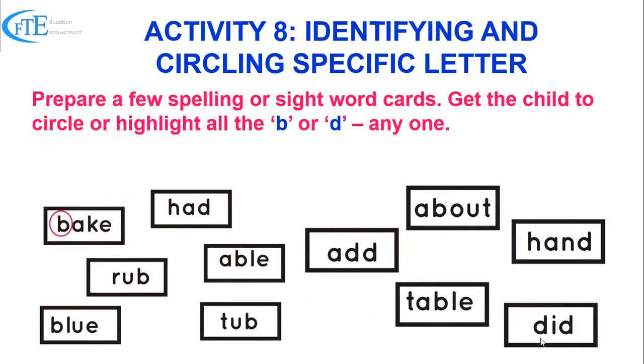Activity 8: Identifying and circling a specific letter. Prepare a few spelling or sight word cards. Get the child to circle or highlight all the B, or D, any one letter, not both of them.